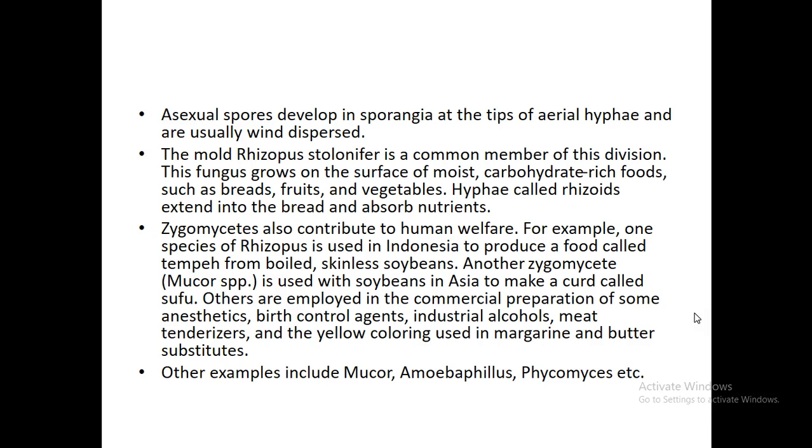Rhizopus grows on the surface of moist, carbohydrate-rich foods such as breads, fruits and vegetables, and their hypha, known as rhizoids, extend into the bread and absorb nutrients from there. Other hypha, which are erect, are known as stolons, and they arch back into the substratum and form new rhizoids. Other stolons remain erect and form sporangia, which are filled with spores. The spores are black in color, which gives the mold its characteristic color. Rhizopus species usually reproduce asexually, but if food is scarce, then sexual reproduction occurs.